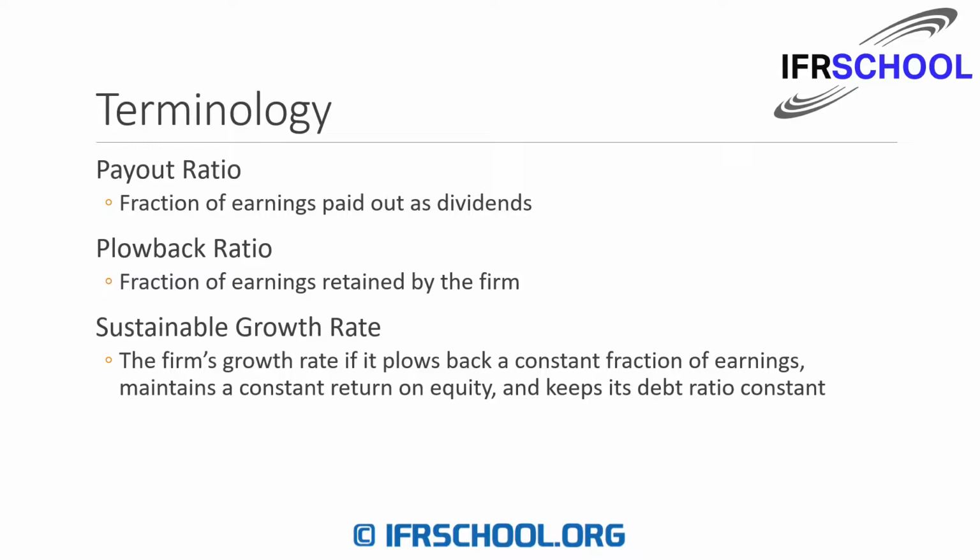The payout ratio describes the portion of the company's earnings that are returned to shareholders in the form of dividends. The plowback ratio describes the remaining portion of earnings that is retained within the firm as a cheap source of finance. The sustainable or constant growth rate describes the growth rate when the company has reached a mature or steady state. This is characterized by a constant plowback ratio, a constant return on equity, and a constant debt ratio.